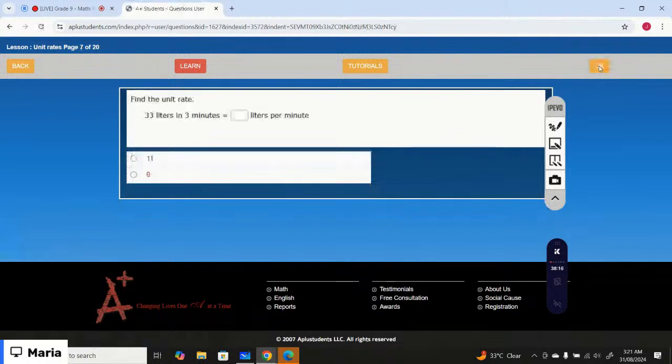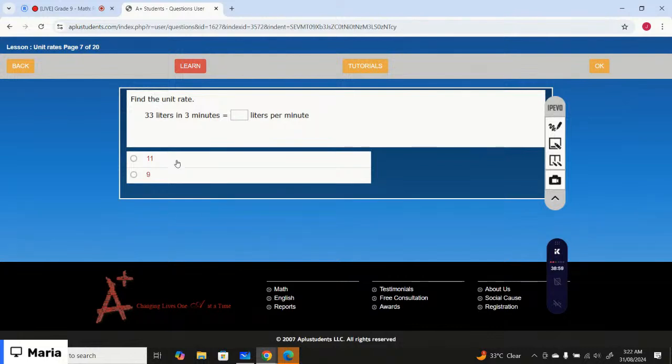The next one is 33 liters in 3 minutes. So which is the correct option? That is 11, because 11 times 3 is 33. So 11 is the correct option.